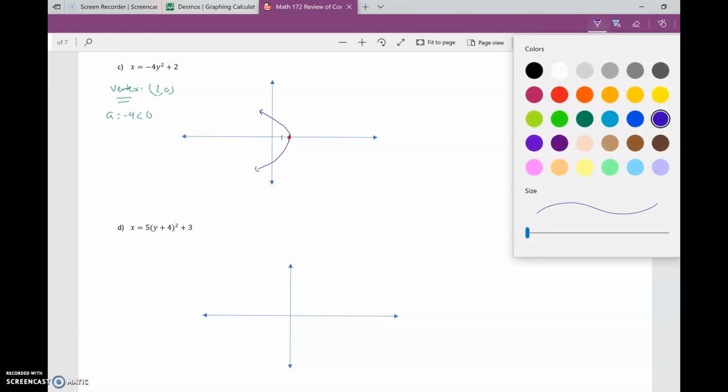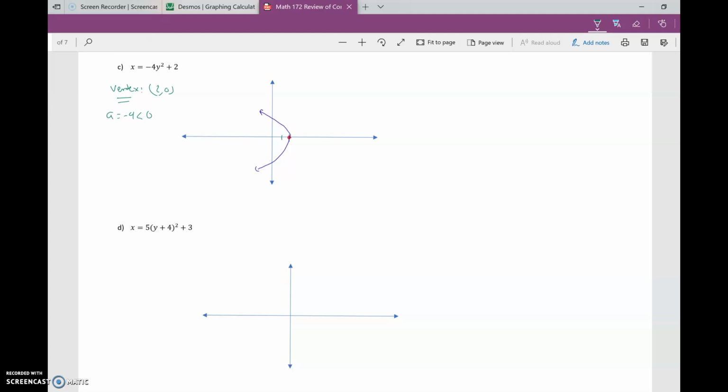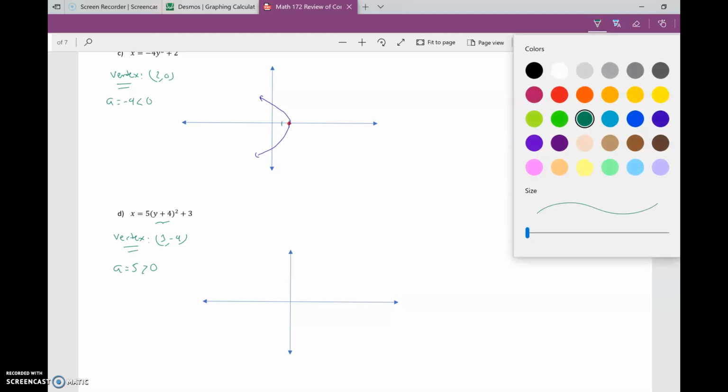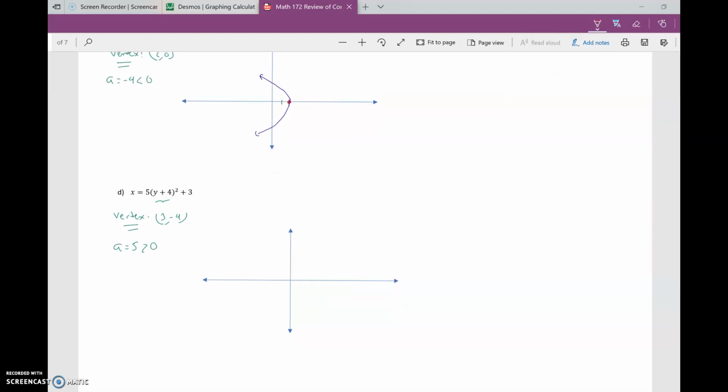Let's take a look at example, actually D. So your vertex is going to be 3, -4, whatever value makes that 0. Your A is equal to 5, meaning it's positive, so it's going to open to the right. So we're looking at 3, so 1, 2, 3, -4, 1, 2, 3, 4. And then this particular one is actually going to open to the right. That's actually it.